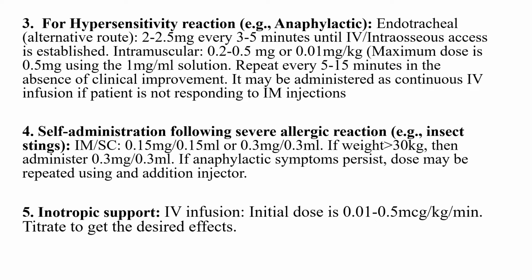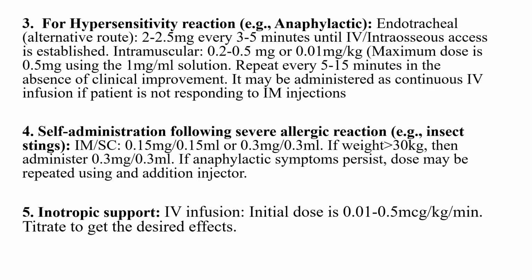The third one is for hypersensitivity reactions or anaphylaxis. Here we give through endotracheal tube in case there is no IV access, or we cannot give through intraosseous. The dose will be 2 to 2.5 mg every 3 to 5 minutes until we have IV access, or we can give through intraosseous, and we can also give through the IM route. Here we give 0.2 to 0.5 mg or 0.01 mg per kg. If we give it according to the weight of the patient, the dose will be 0.01 mg per kg. The maximum dose will be 0.5 mg.